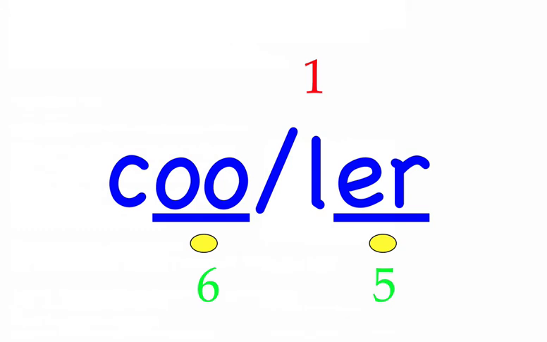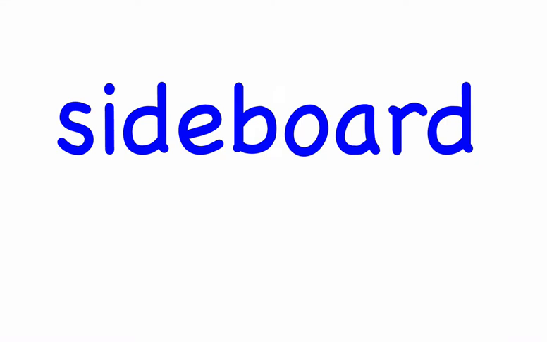Sideboard. Place the turkey on the sideboard. Side, 3 sounds: S, I, d. Board. Now this syllable we exaggerate just a bit and we say board. And it has 4 sounds: B, o, r, d. Sideboard. Mark the word.